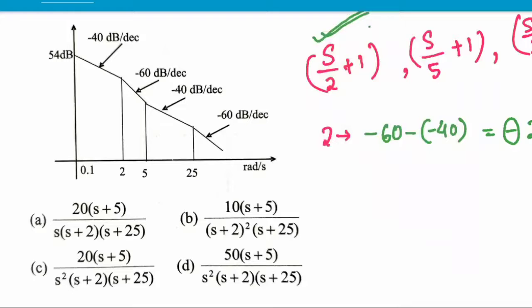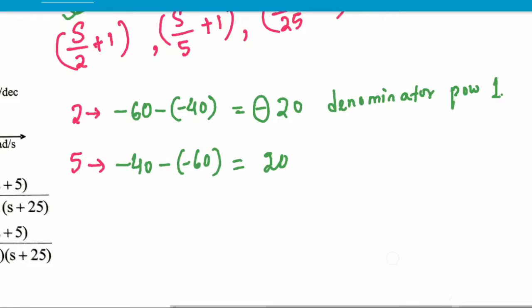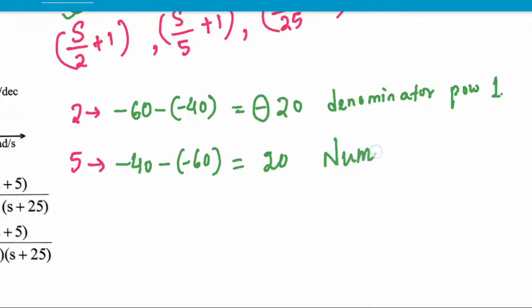Next is 5. For 5, it is the current minus previous, so this will be minus 40 minus of minus 60. This is equal to 20. Positive 20 means this term will be in the numerator and the power will be 1.